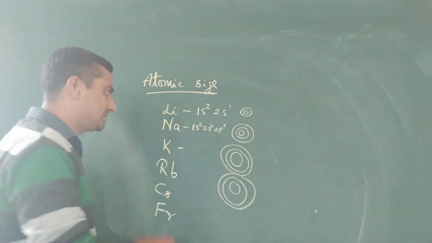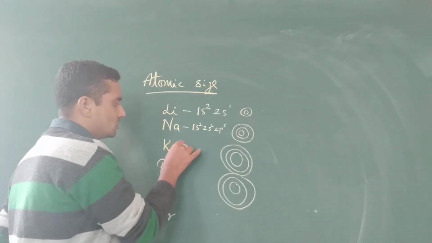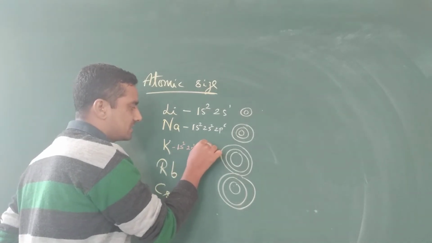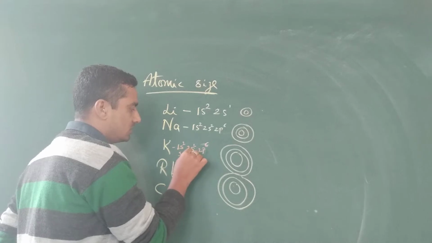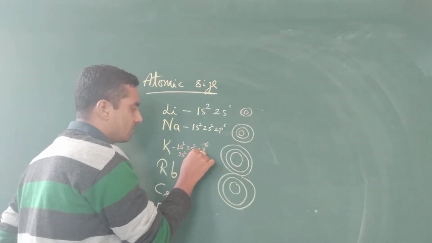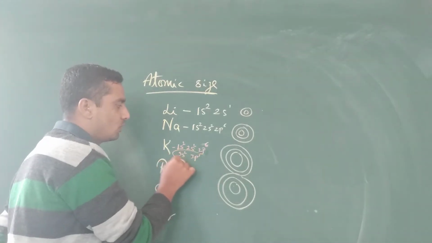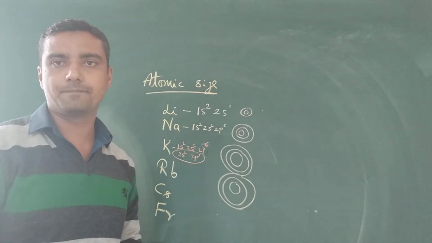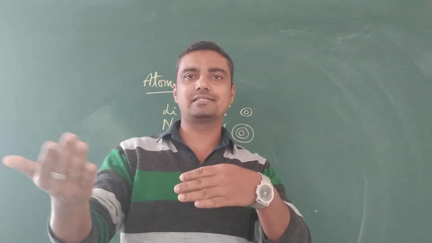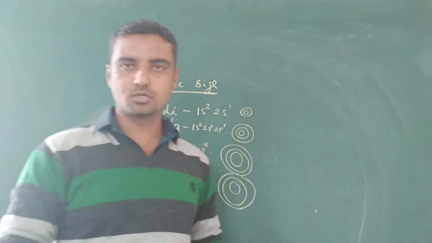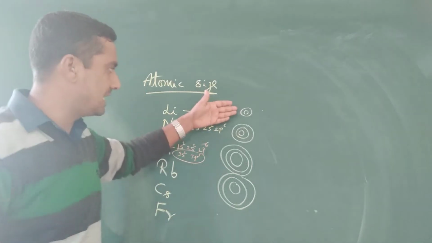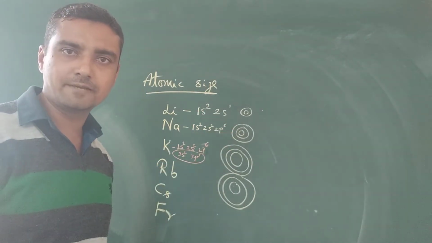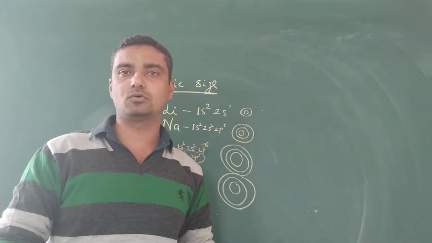If you come to potassium, it is 1s2 2s2 2p6 3s2 3p6. Again, 2 more orbitals get added. Because new orbitals get added, the atomic size goes on increasing down the group.